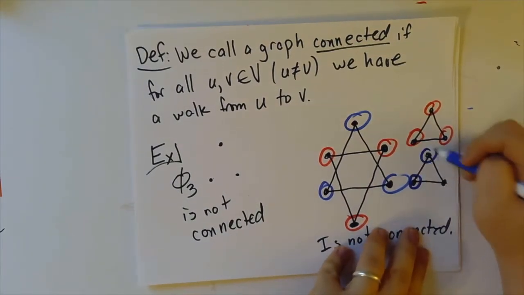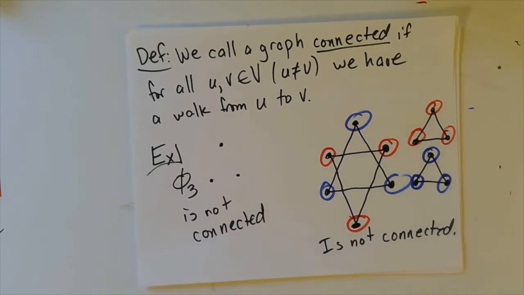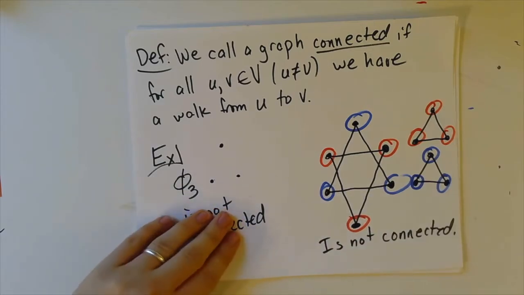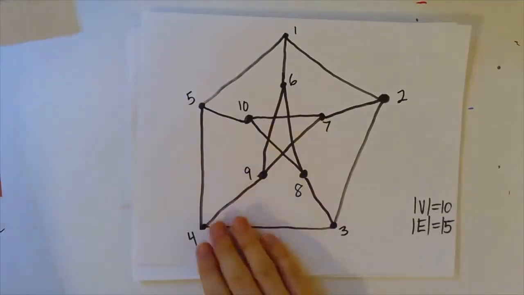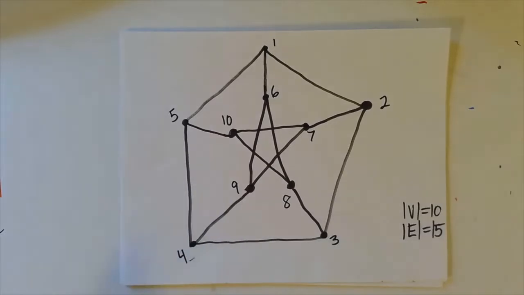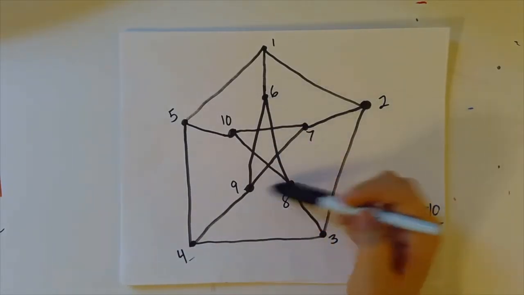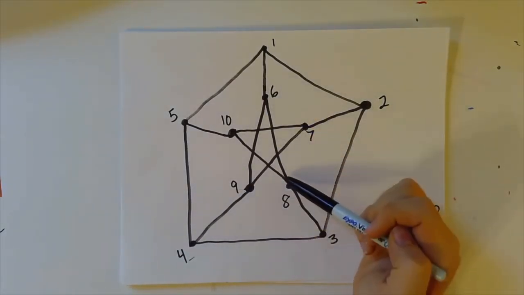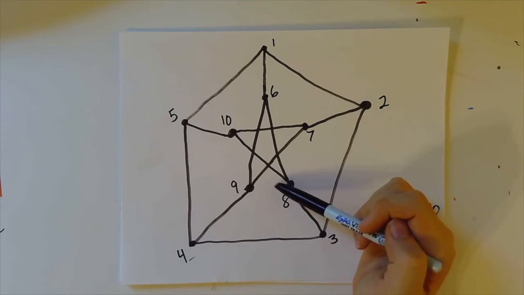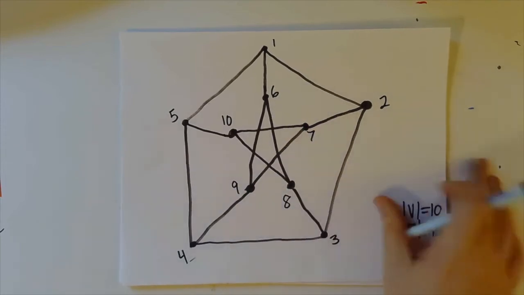So be careful about deciding by looking at a glance at a graph whether it's connected or not, because you might get tricked. Now, I want to note that actually, if I just took this 5-pointed star in the middle of the Petersen graph, this graph actually is connected.